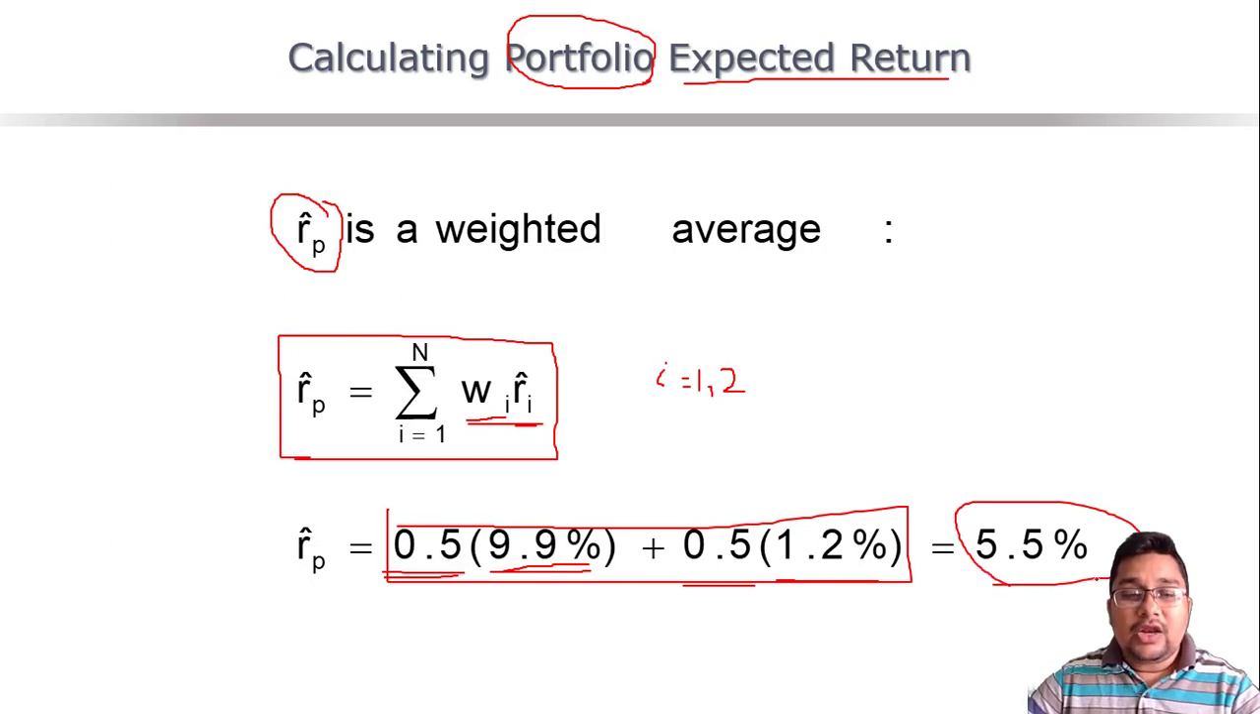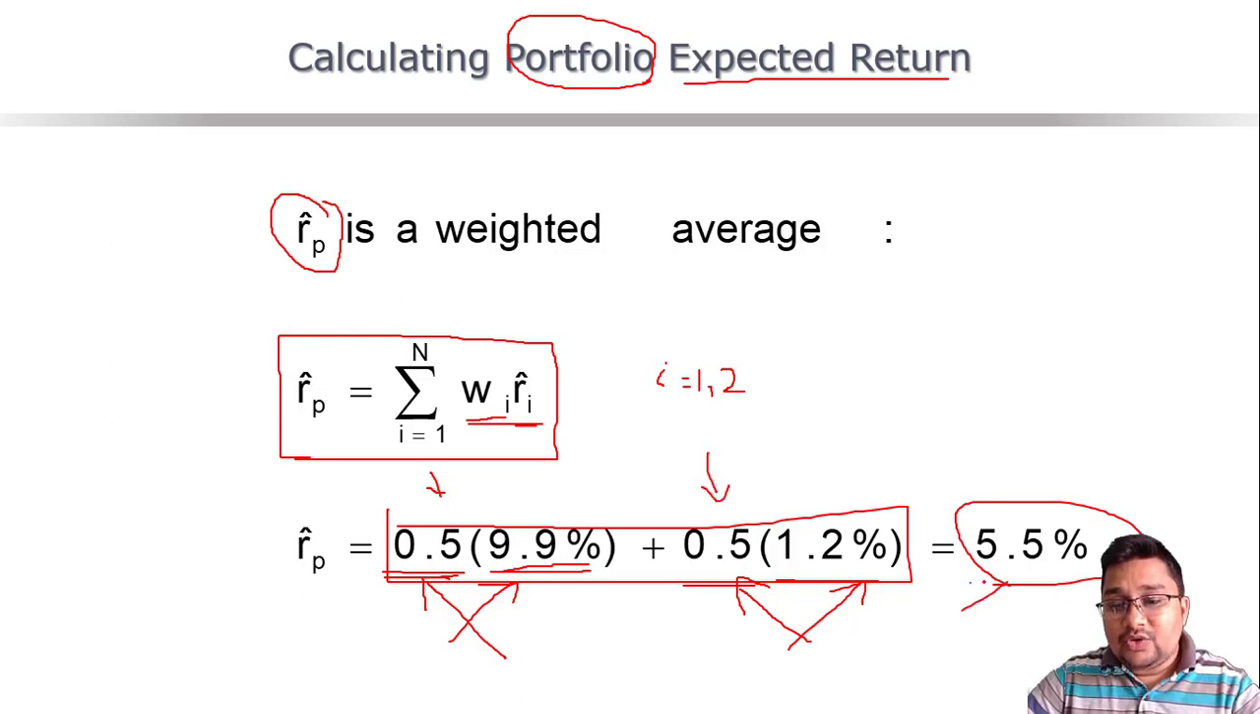Probably you can understand that in order to estimate the portfolio expected return, at first you have to estimate the expected return of the individual securities or individual investments. And you also need to know the percentage of investment in each of the securities or assets in the portfolio. In our example, it is a very simple example. We have invested 50% in one and the other 50% in the other. So this result is similar to a simple average. If you just take 9.9 plus 1.2 and divide by 2, you will get the same result.